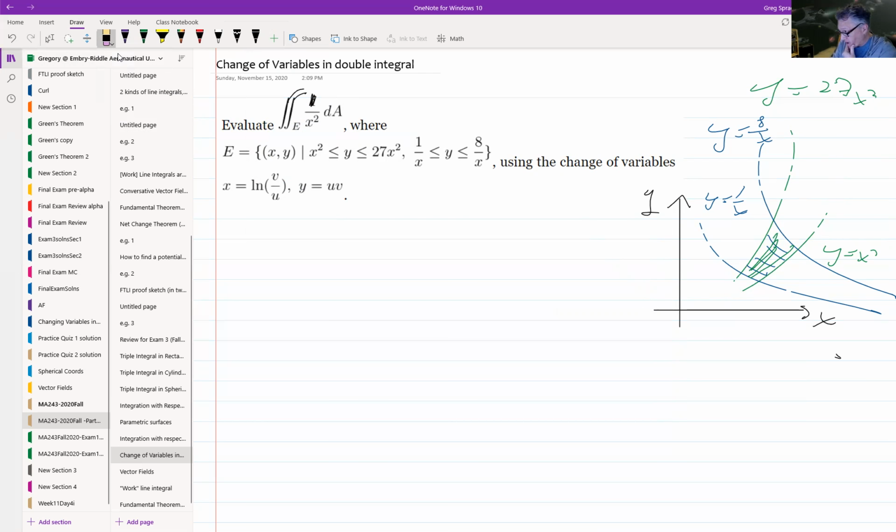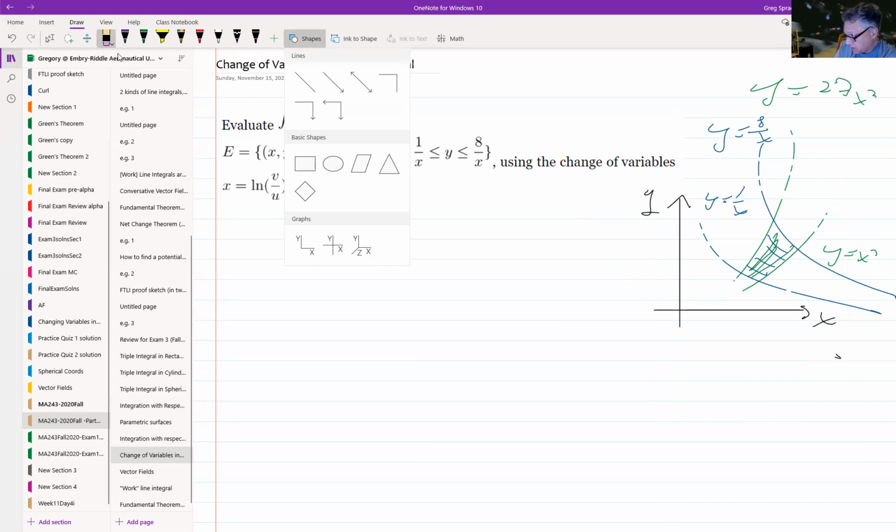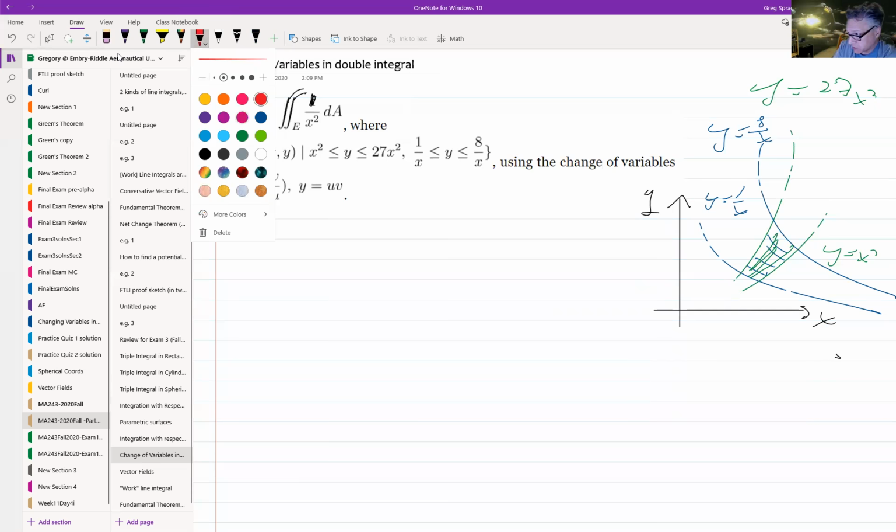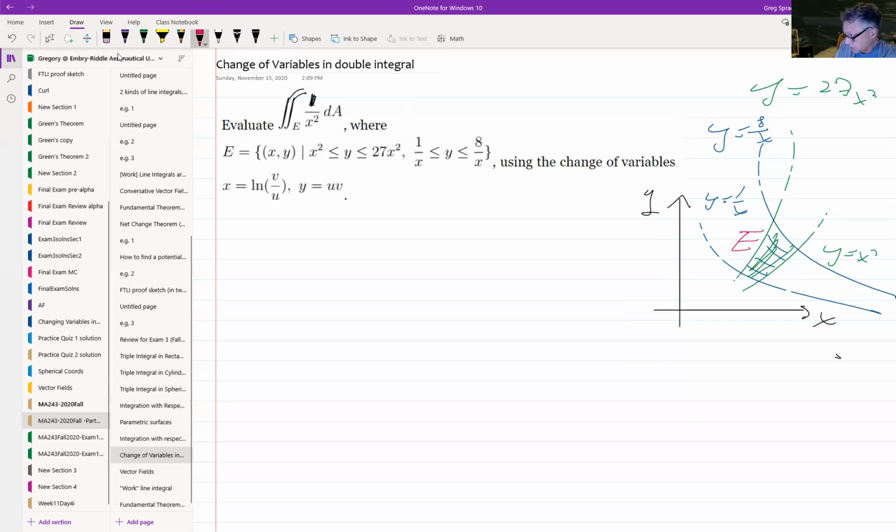The first thing I'm going to do is find the region in the xy plane that this comes from. I mean in the uv plane. And to do that, I need to find out where the boundary comes from, the boundary of the set. Now this set has 4 sides. So for each of those curves, I'll convert it from y's and x's to u's and v's. I'll start with y equals 27x squared.